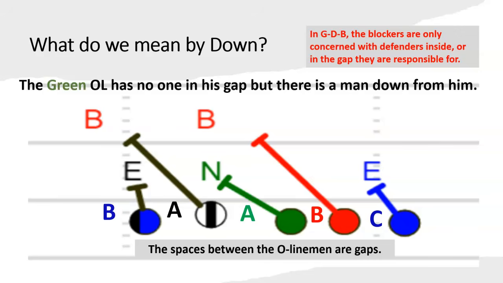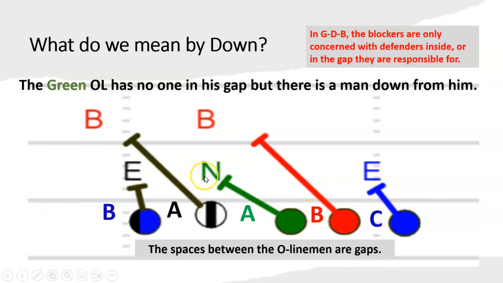The green, in this case it's the guard, has no one in his gap. No one's in the A gap, but there's a man down from him. Down means he's not in the gap, but he's not beyond the next O lineman, your teammate, inside of you, which in this case would be the guard, and this is the center.